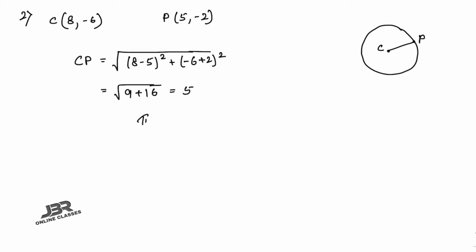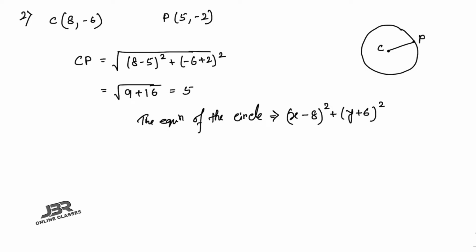So now the equation of the circle. You know the center is (8, minus 6), so it will be (x minus 8) whole square plus (y plus 6) whole square, and that equals radius square. Radius square means 25.